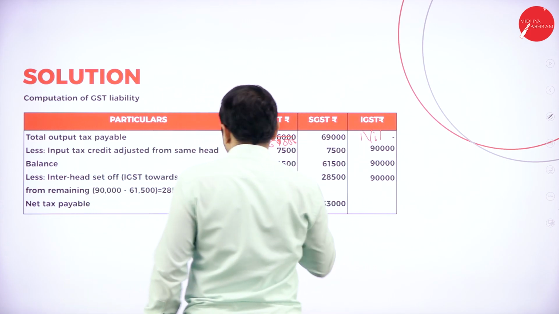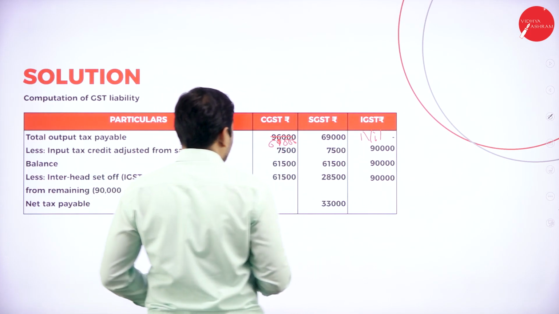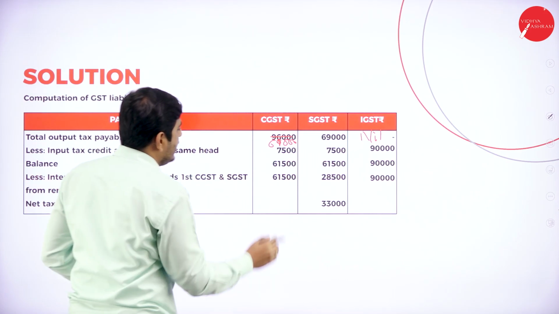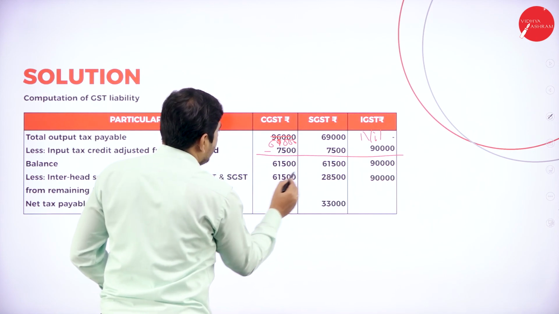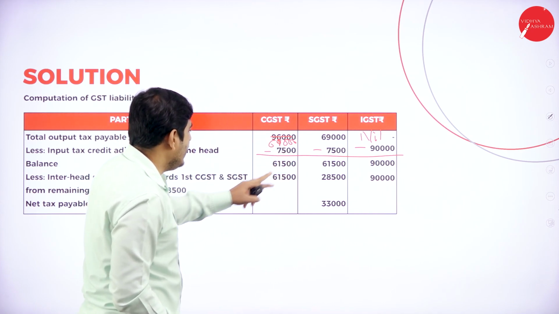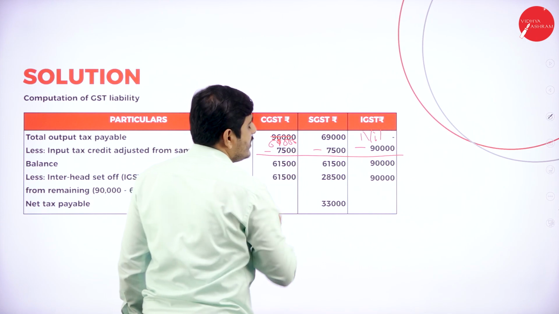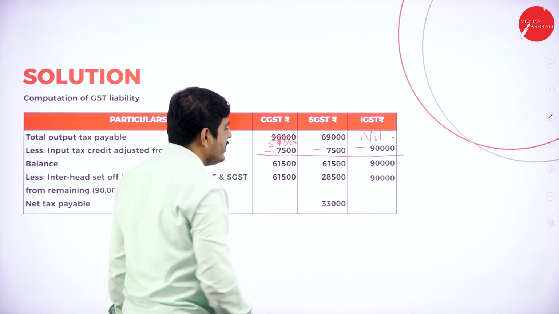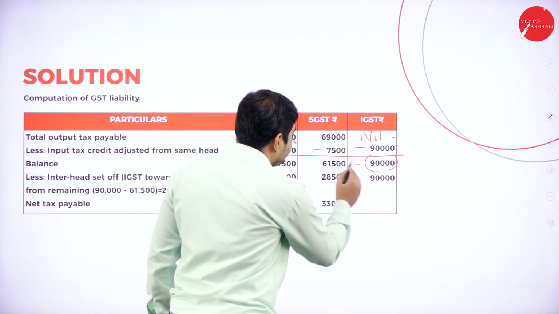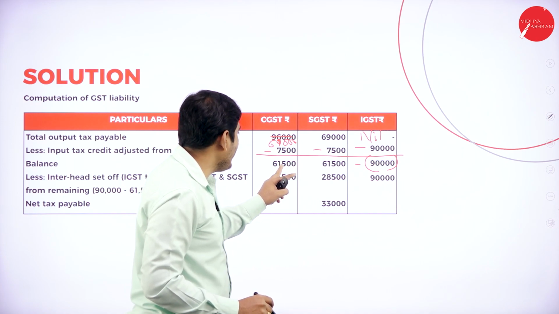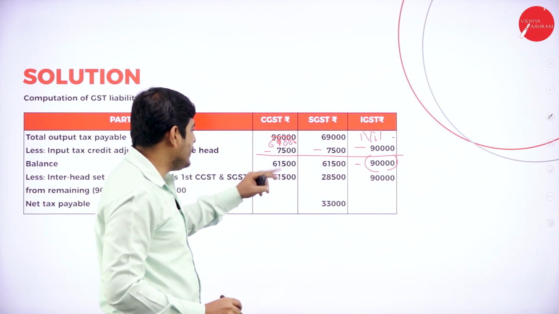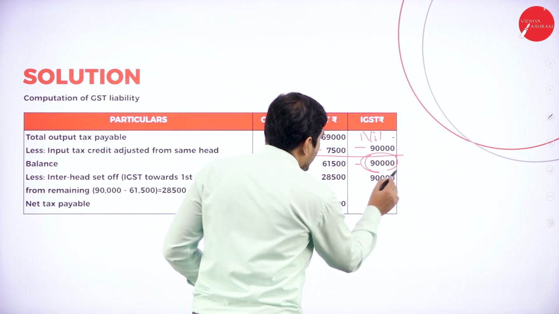So 69,000, 69,000. Again, less input credit available. So what is the input credit available? Here it is 7,500, 7,500, 90,000. Let's deduct this. 69,000 minus 7,500 equals 61,500. Here also 69,000 minus 7,500 equals 61,500. So here we don't have any amount. This is minus 90,000. Again, so still how much tax we have to pay? 61,500 here. SGST 61,500. CGST 61,500. So this is excess amount. Still we have excess amount.